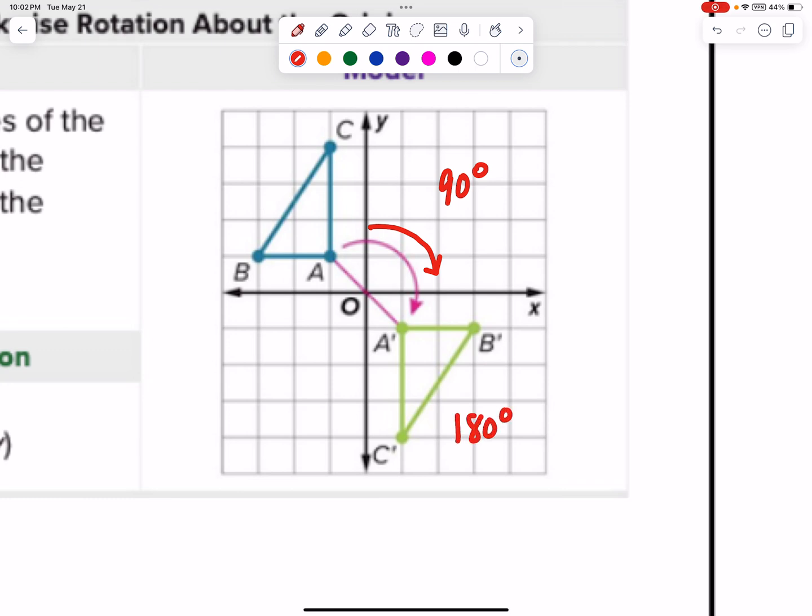It's not a reflection, it's a rotation. I can tell it's not a reflection because of the arrow, and also because if it was a reflection across here, we know that this would be equal distance from there, and that's not the way it's playing out. So it's definitely not a reflection, okay?